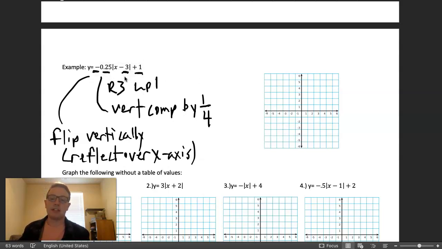Let's start by trying to find our vertex. How have we moved? From 0, 0, we've moved right 3 and up 1. So our vertex is going to move from 0, it's going to move right 3 and up 1. So we're going to move right 3 and up 1. Then we said we flip this, so it's going to go down instead of up, right? This is going upside down.